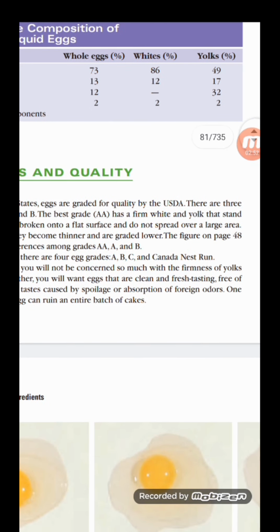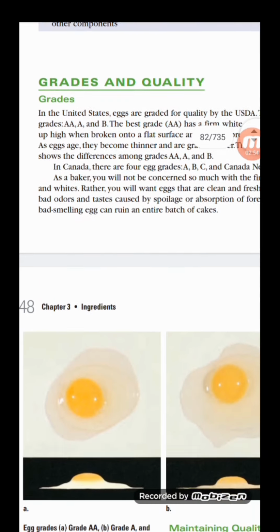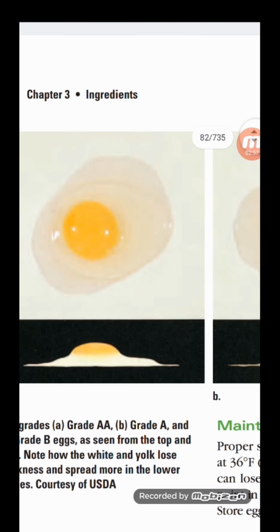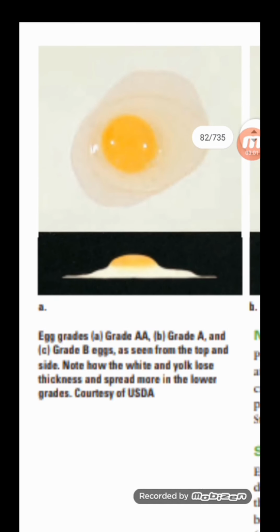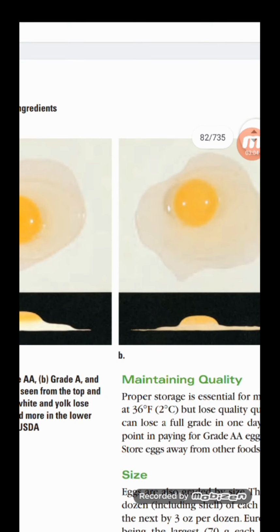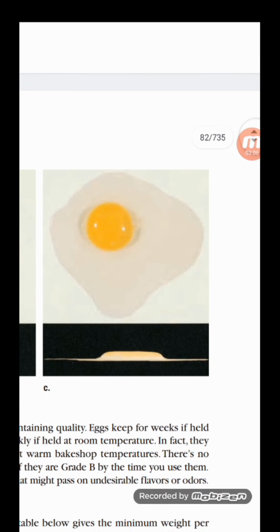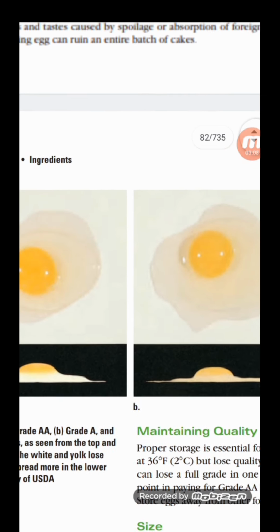AA has a firm white and a yolk that stand up high. So this is what we are talking about. This is an AA grade egg. The higher it stands, the better the grade. The flatter it becomes, the lesser the grade.